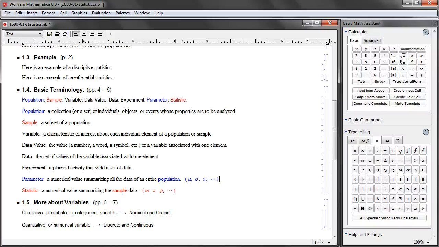But in statistics, very often it means probability of a population. For statistics, we typically use Roman characters, Latin characters, like x-bar, s, p, things like those.